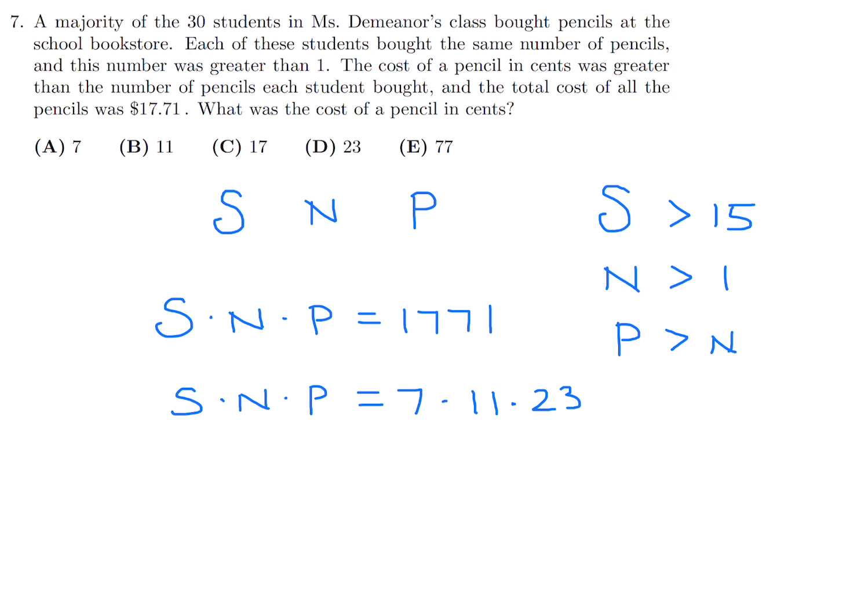Well, since S is greater than 15, 23 is the only number it could be. So this is my S right here. So now I've got this one and this one. Which one is N and which one is P? Well, P is greater than N. So that means this must be P and this must be N. So we've got 23 students. Each buys 7 pencils and each pencil costs 11 cents. So number 7, the answer is B.